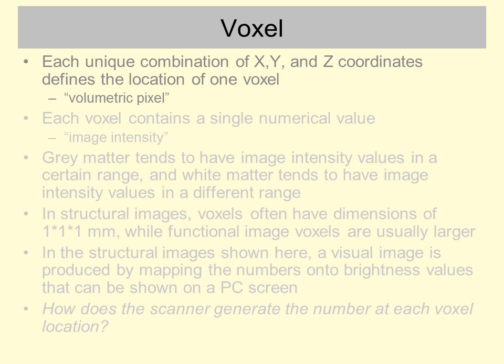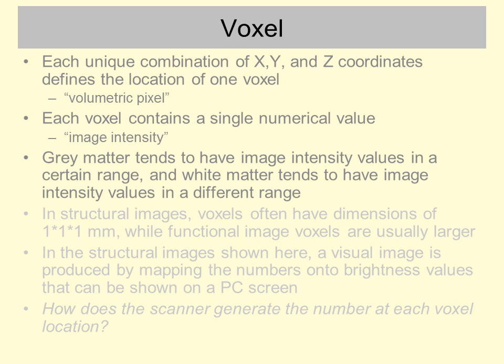So we've looked at the address or location of a voxel. What information does the voxel contain about the tissue at its address? Well, it's just got one number, and that one number is a value of image intensity. That's all it is. And of course this single number is useful to us because grey matter tends to have image intensity values that fall within a certain range, and white matter tends to have image intensity values that fall into a different range.